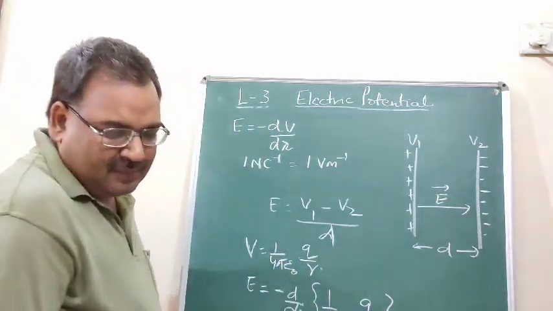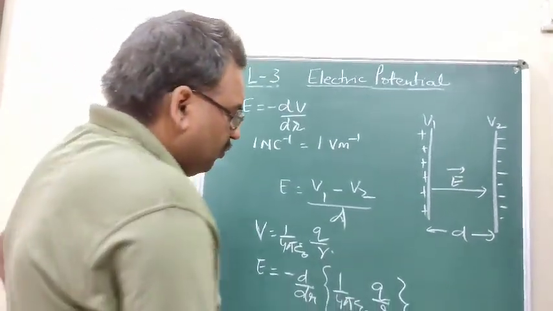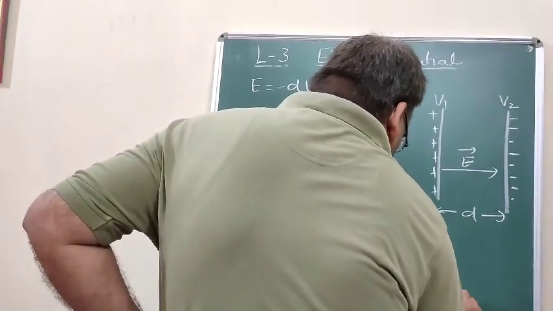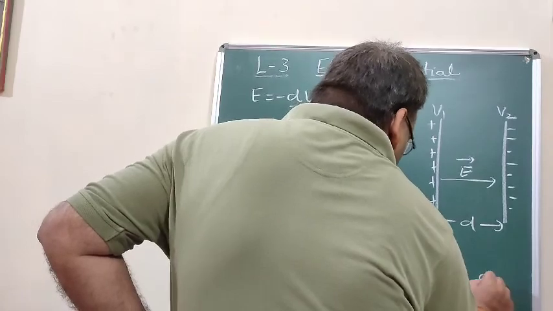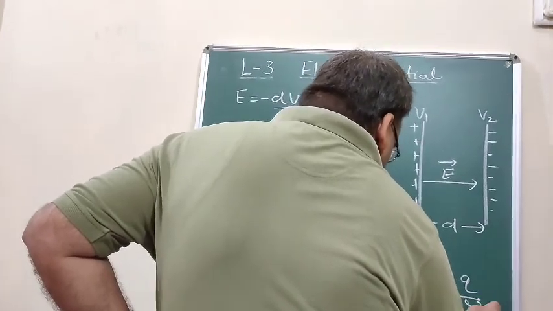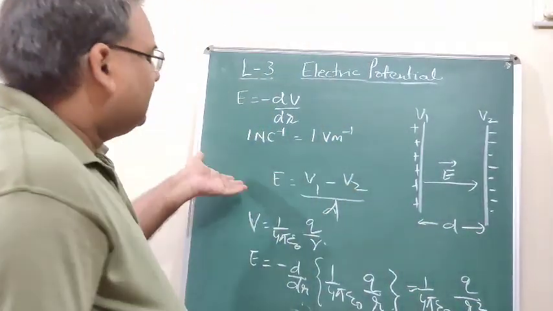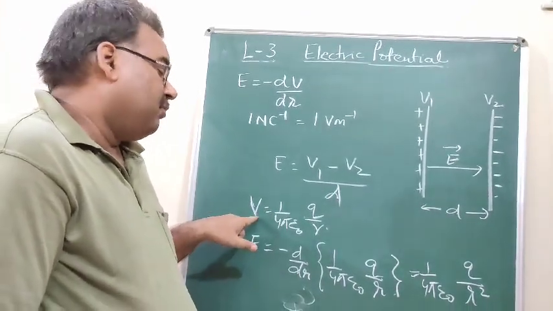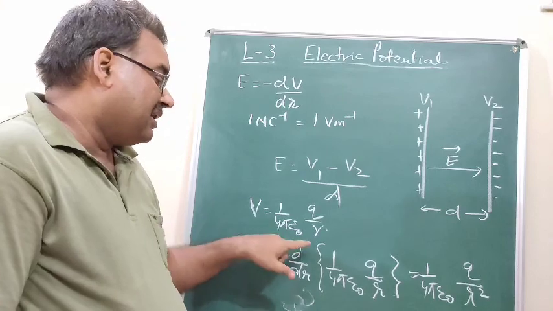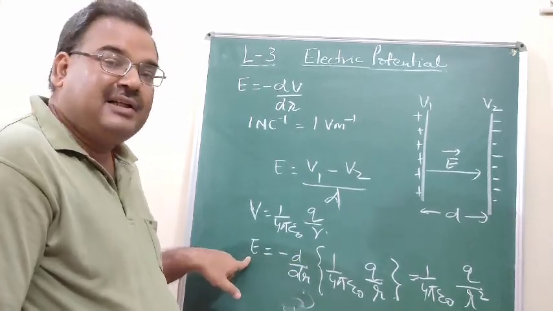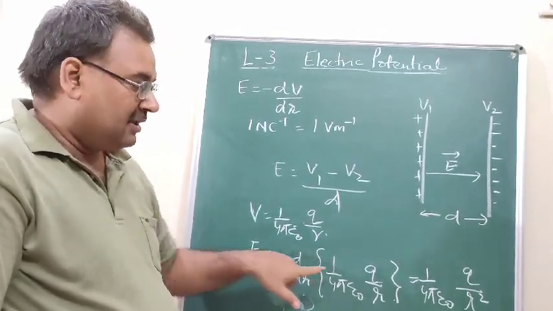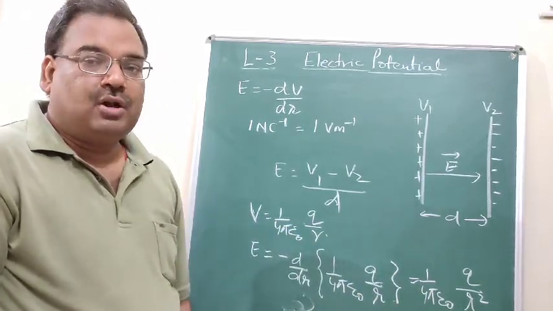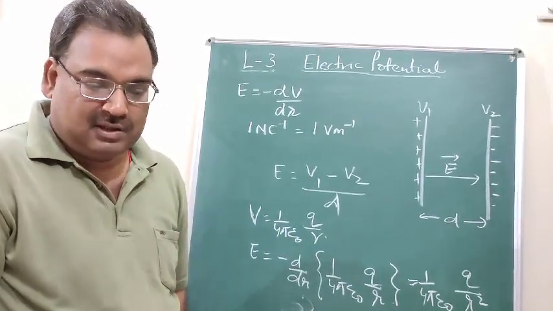So what do we get? E is equal to 1 upon 4 pi epsilon naught Q upon R square. So if we differentiate the potential with respect to distance, we get the electric field intensity E. We get the formula for the electric field intensity, 1 upon 4 pi epsilon naught Q upon R square. Is it clear?